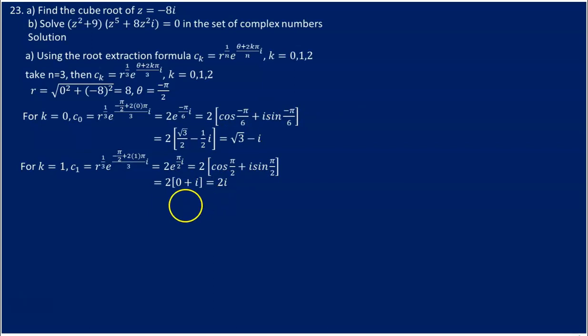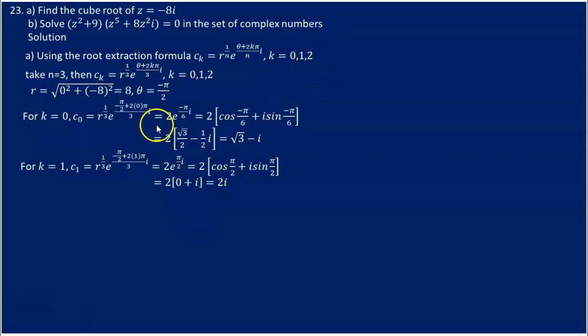How can we check that this is right? Simple. You just need to multiply 2i 3 times. 2i times 2i, as you know, makes negative 4. Negative 4 times 2i makes negative 8i. So what we obtained here is right. Now we have obtained 2 cube roots, one for k equals 0 and the other for k equals 1. The remaining is the case where k is 2.